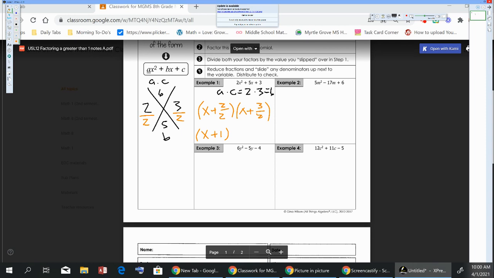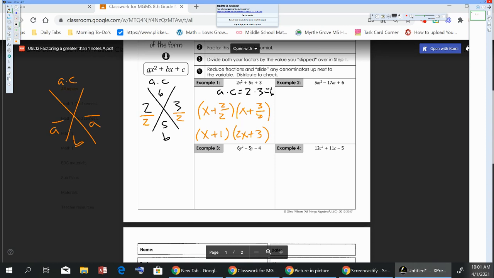So what we're going to do is we're going to slip that 2 and basically multiply that whole binomial by 2. So 2 times x is 2x, and then 3 halves times 2 ends up being 3. Okay, and I'm done. All right, so in general, we're going to go a times c. We're going to keep b. When I factor, I'm going to divide each of those by a to get my 2 binomials. Okay, you can pause the video and rewatch, or I'm going to go to question 2.